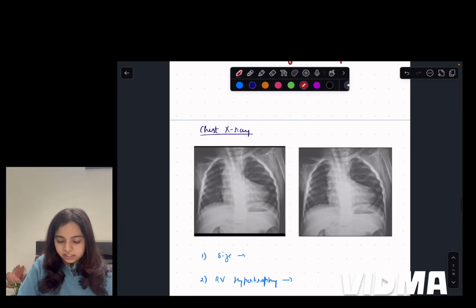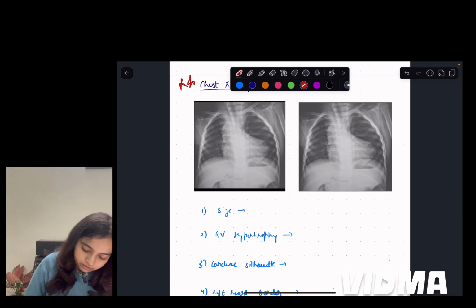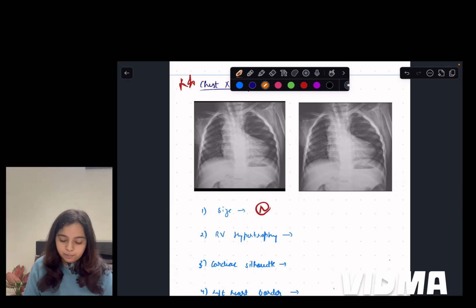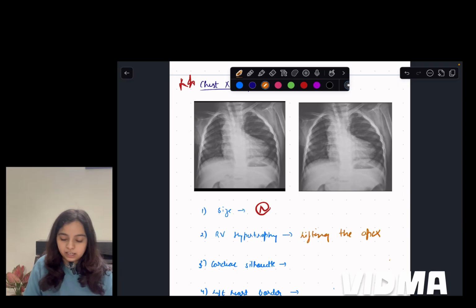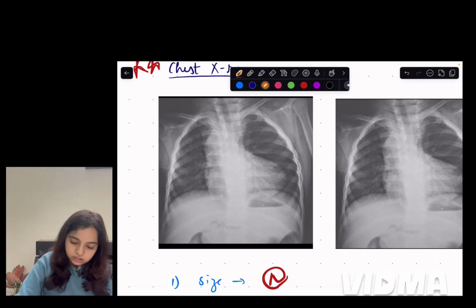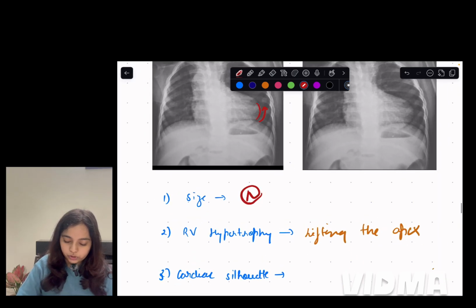Now, chest X-ray findings, which are very important. You can get the visual of this as well. Now, the size of the heart is normal in the TOF patient. Now the right ventricular hypertrophy. RVH is responsible for lifting the cardiac apex, which you can see. This is the lifting of the cardiac apex. Can you see this rounded structure? It is getting lifted up. This is due to right ventricular hypertrophy.